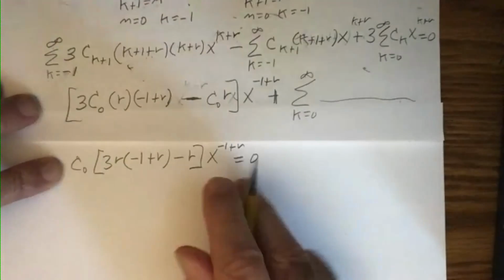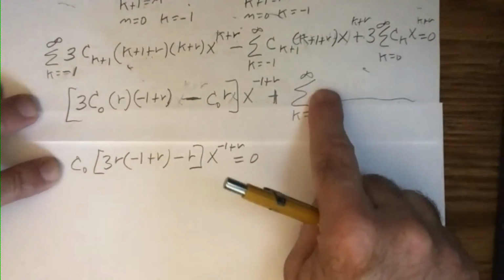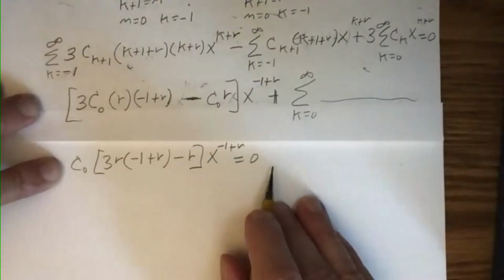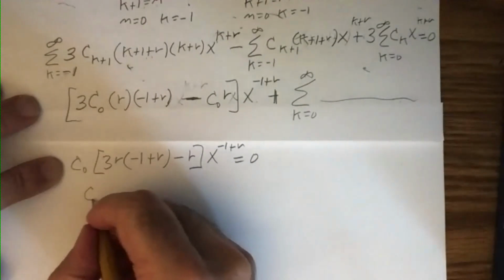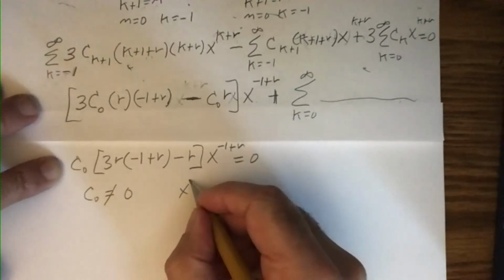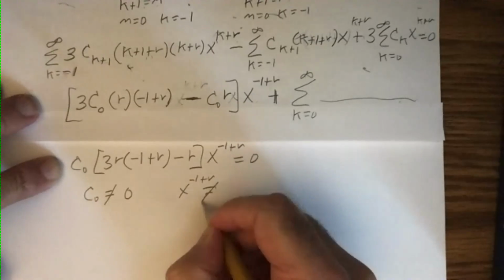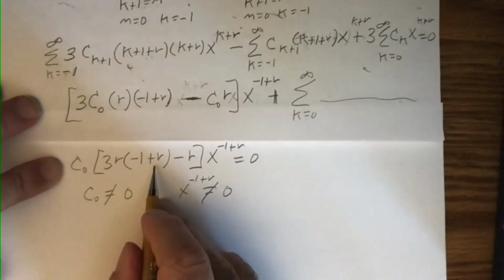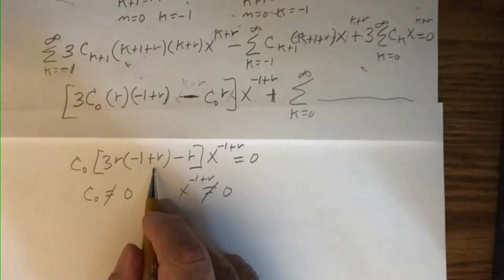And this whole thing has to equal 0, right? Term by term, this whole equation equals 0. Now we know that C0 is going to be an arbitrary constant that's not equal to 0, and this is not equal to 0. So therefore, what I have in the parentheses has to be equal to 0, right?